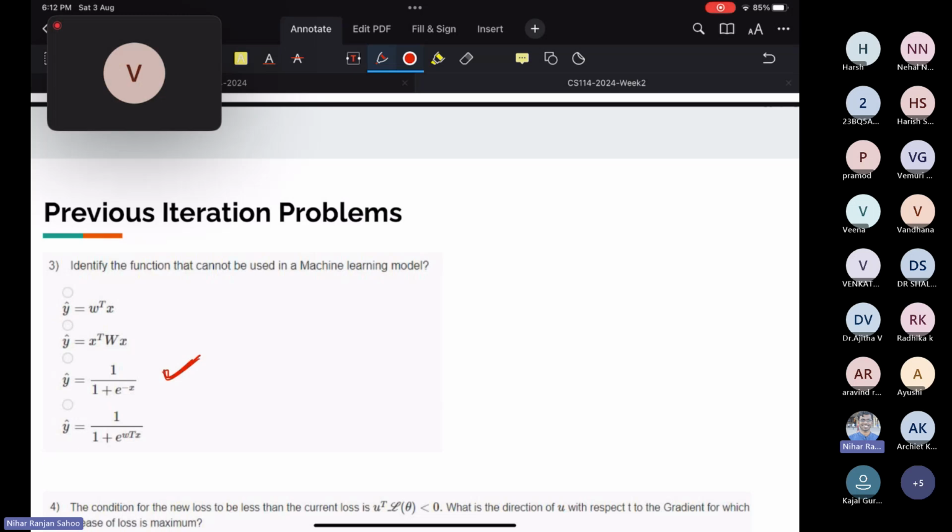That is kind of the pre machine learning era where nothing was there. They just wanted to see the brain behavior, and they came up with MP neuron.